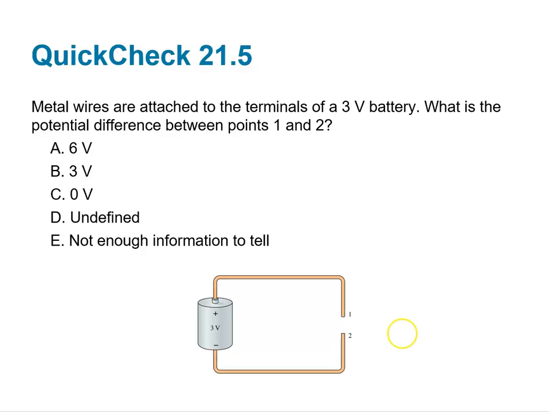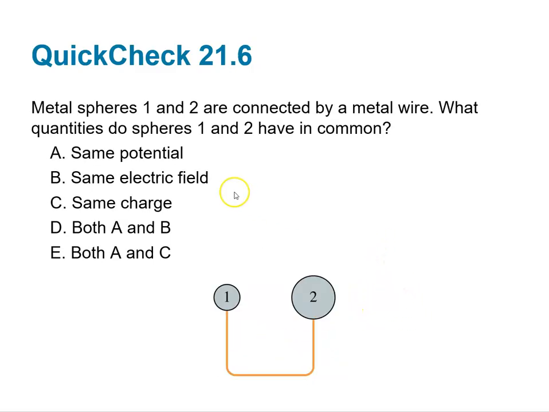So it said metal wires are attached to the terminals of a 3-volt battery. What is the potential difference between points 1 and 2? Well, you have a separation of charge, so it would be 3 volts. Metal spheres are connected by a metal wire. What quantities do spheres 1 and 2 have in common? Well, there's nothing in between them to separate charge. So they're going to have the same potential. They're not going to have any charge. And there's also no electric field because there's no charged particles.